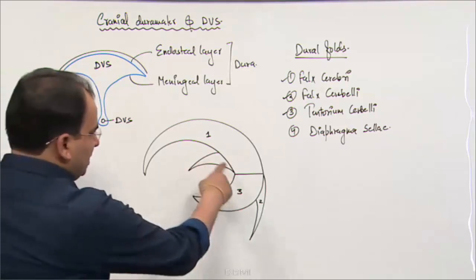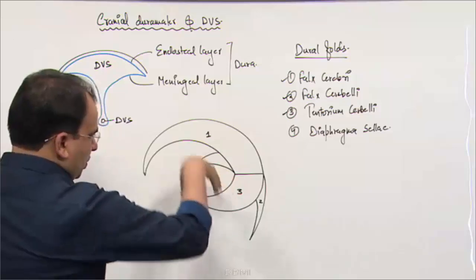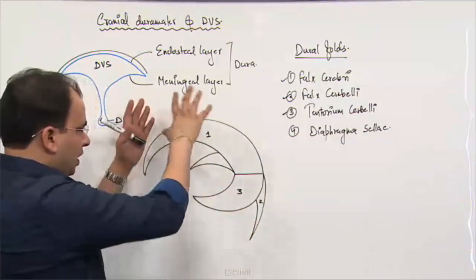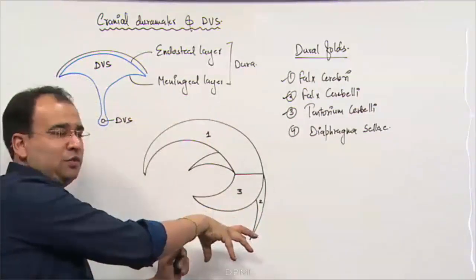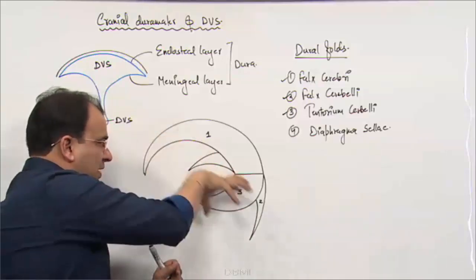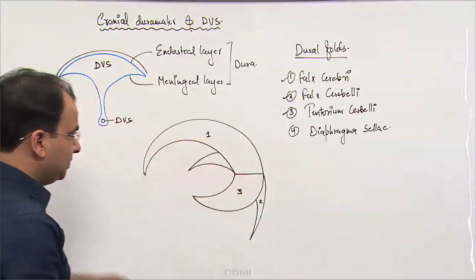And there is a notch, you can see this notch here, which is called the tentorial notch, which is giving passage to the brainstem. After the brain we have the brainstem which has to go out of the foramen magnum, so this is a notch which gives passage to the brainstem, called the tentorial notch.